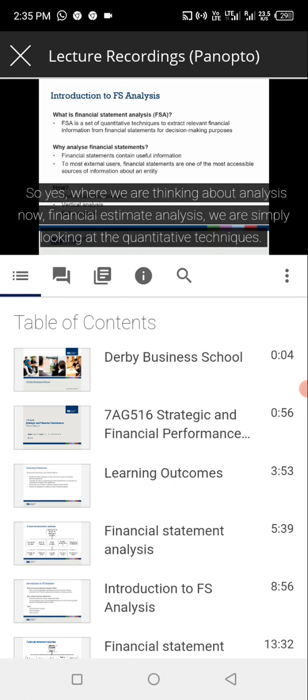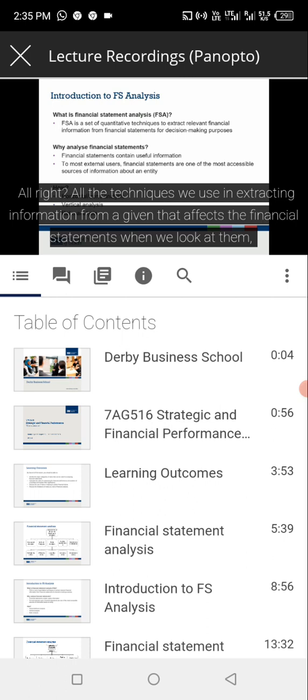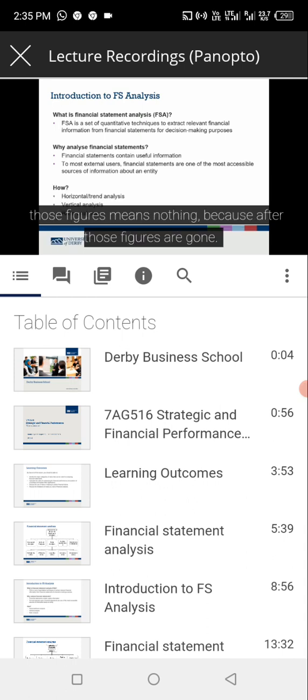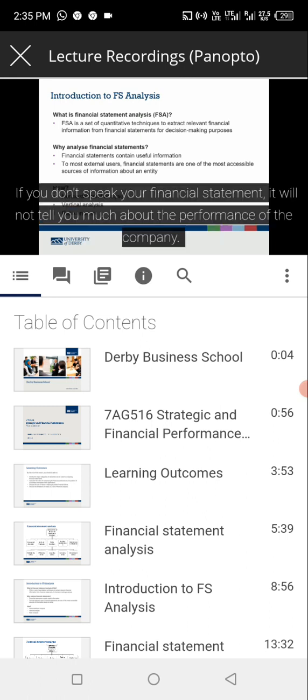So, yes, when we are talking about financial statement analysis now, we are simply looking at the quantitative techniques we use in extracting information from a given data set. The financial statements, when we look at them, those figures mean nothing on their own. If you just pick a financial statement, it will not tell you much about the performance of the company.